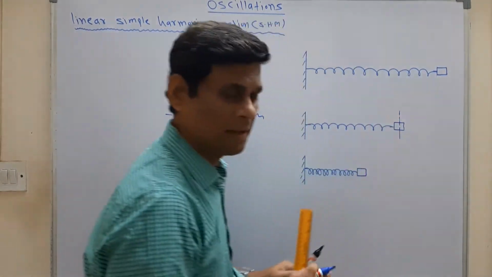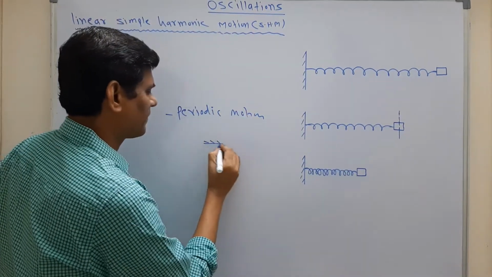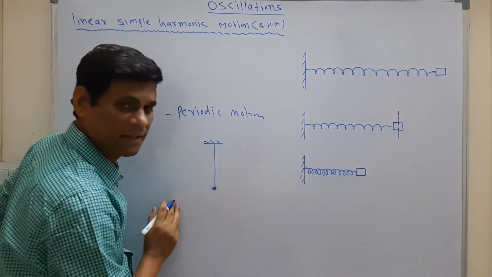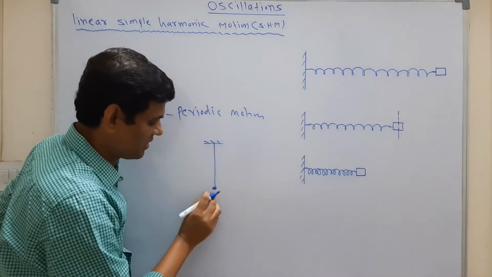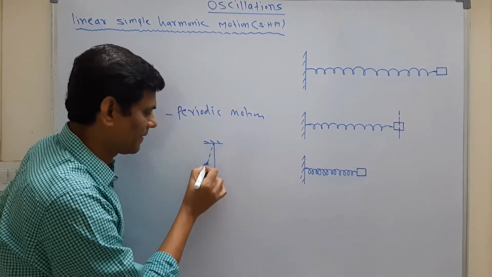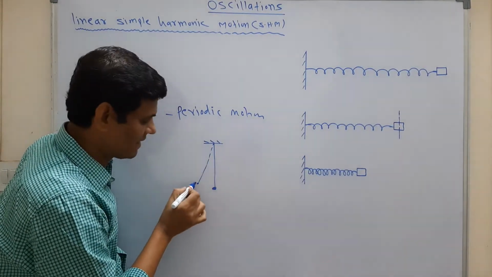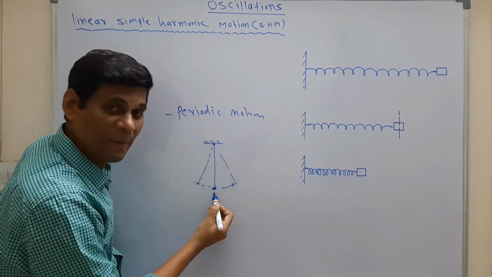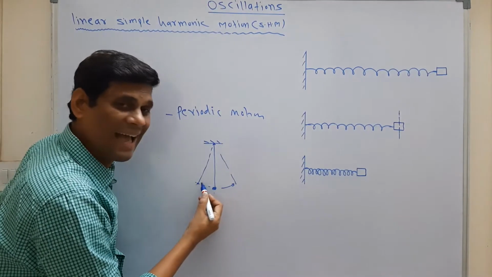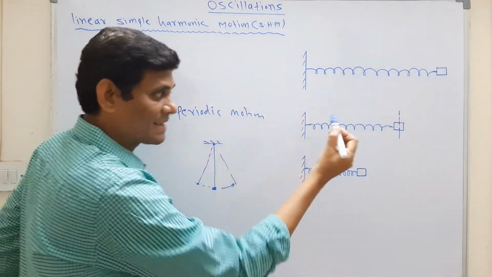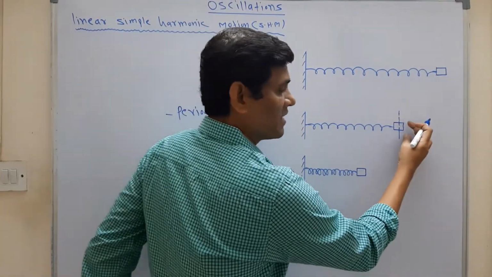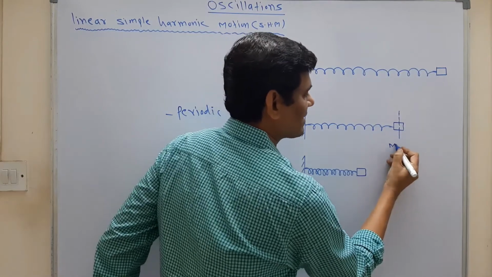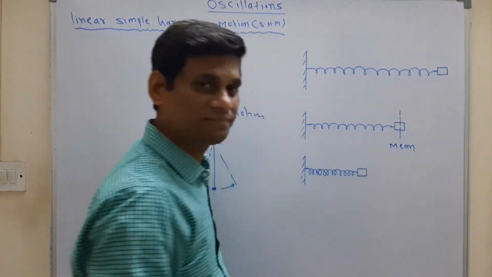Suppose this is a swing, a jhula. This is taken as the main position. If I take it to this side and I release, this is the extreme position. It will move to this side. So this is the main position and these two are the extreme positions. In the same manner, a block is initially at this position, so I take this as the main position.